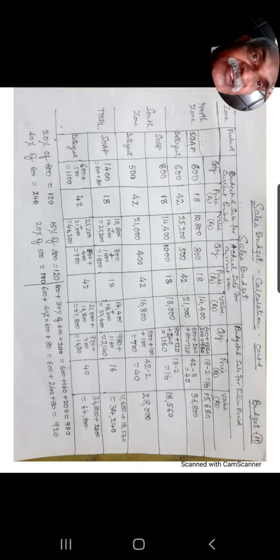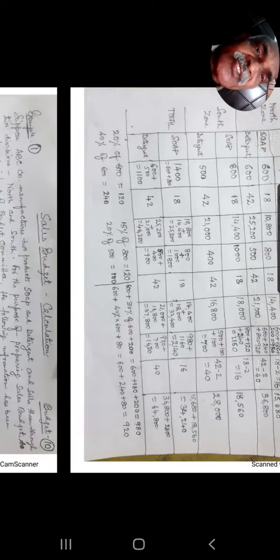First of all, we prepare the budgeted sales of the current year. Budgeted sales of the current year is how much? 600 units. And actual sales is 800 units. So 600 units is budgeted sales. Rate is 18. So 18 multiplied by 600 is how much? 10,800. Actual is 800 multiplied by 18. Actual sales is 14,400. So budgeted sales of soap of the current year was 10,800, whereas actual is 14,400.